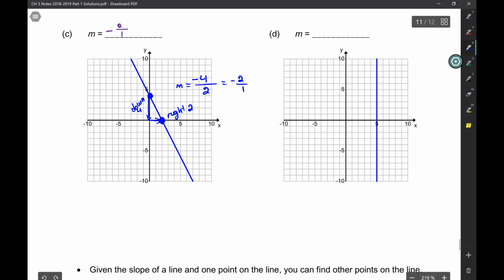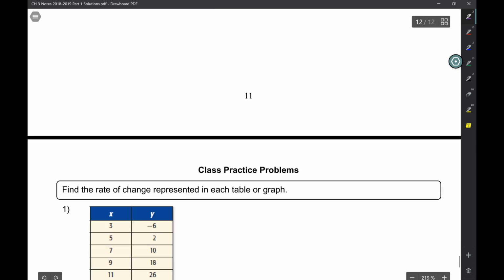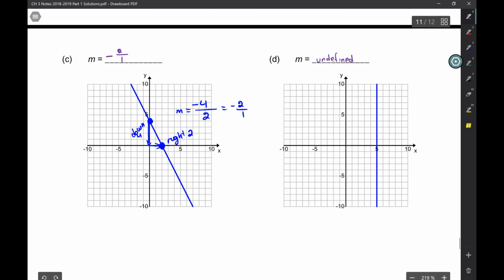Okay, this one, you have a vertical line, and it's always undefined slope. Right. So, okay, so we're going to stop here for today.